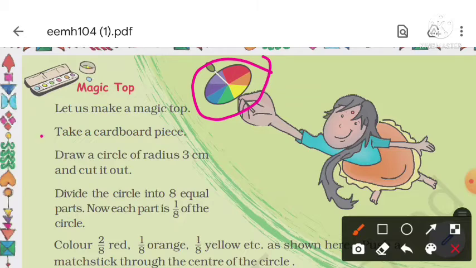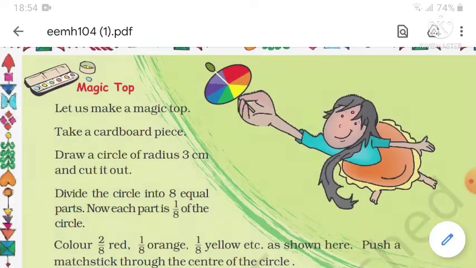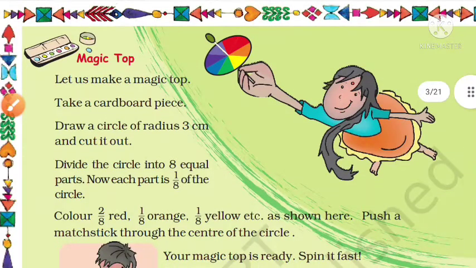At first you have to take a piece of cardboard, then draw a circle using a radius of 3 cm, and cut it out. Then divide the circle into 8 equal parts. Here, as you see, each part will be 1/8 of the circle. Then color the cardboard's equal parts with different colors, as you see here.